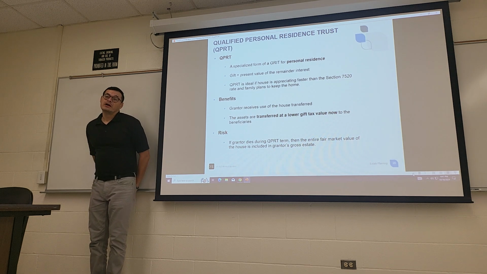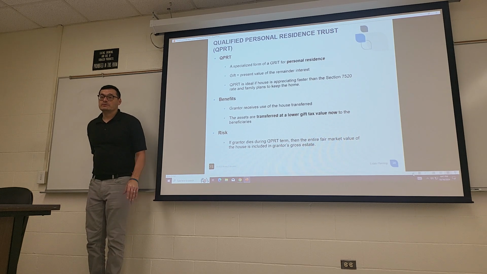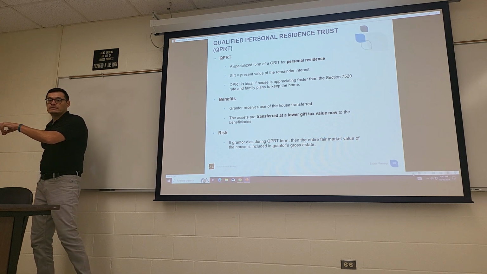So I'll transfer the property. I'll receive some income for that transfer. And then the difference between what I transferred and my income stream would be the gift. Kind of like the same thing with the million.